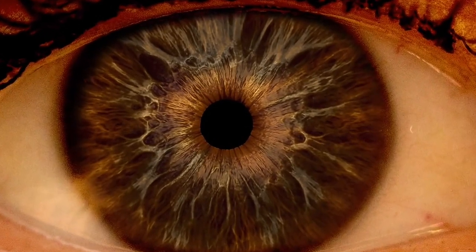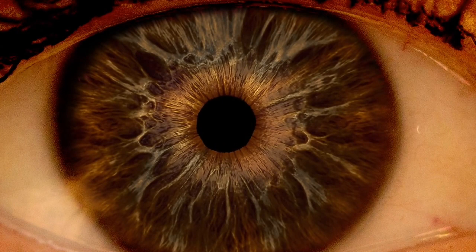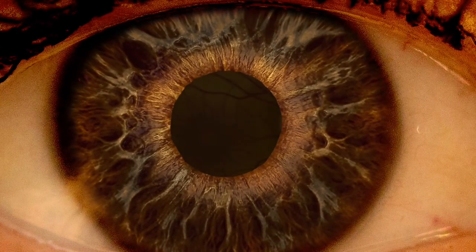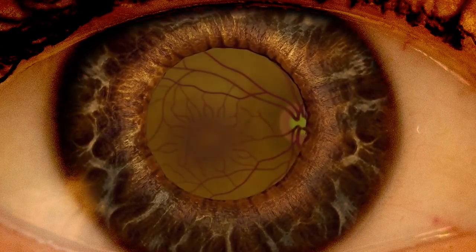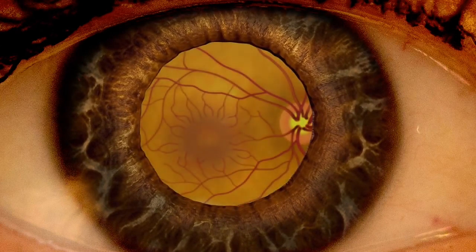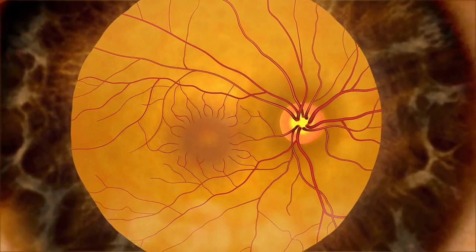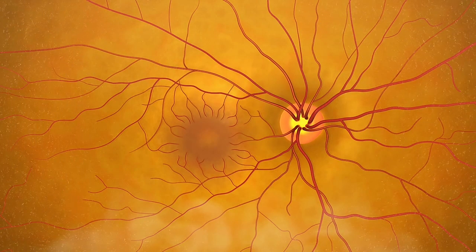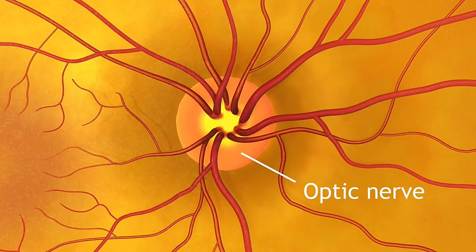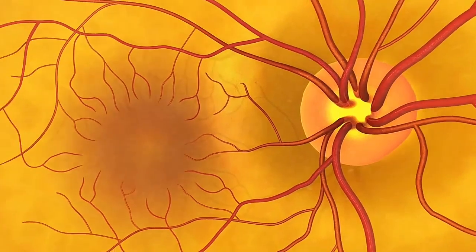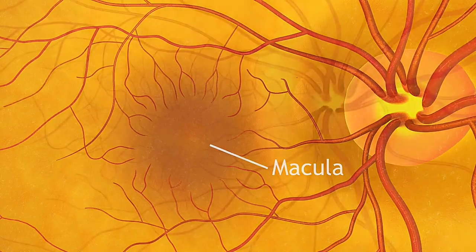Retinopathy is detected during a comprehensive dilated eye exam. The patient receives special eye drops that dilate the pupils. The pupils open wide, allowing the doctor to see the back of the eye clearly. When eyes are dilated, the doctor can clearly see the retina, optic nerve, and the macula.